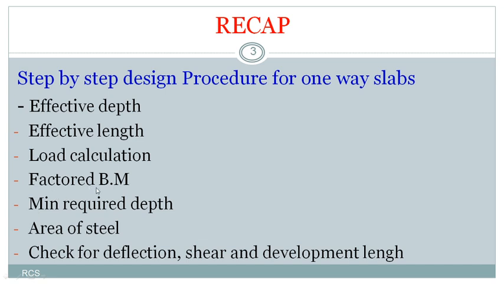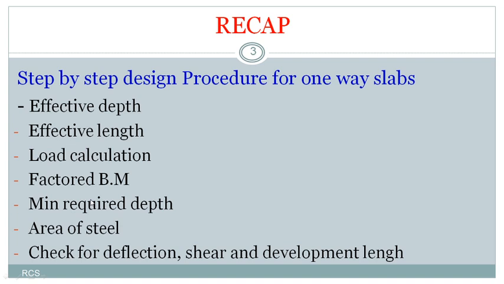After calculating the factored bending moment, we have to calculate the minimum required depth. What do we mean by minimum required depth? For a given dimension and a given loading condition, what minimum depth is required for a particular element. Here we are designing a slab, so what minimum depth is required for the slab to withstand the loads applied on it. This can be calculated by equating the factored bending moment with the limiting moment of resistance. From that we will calculate what D is.